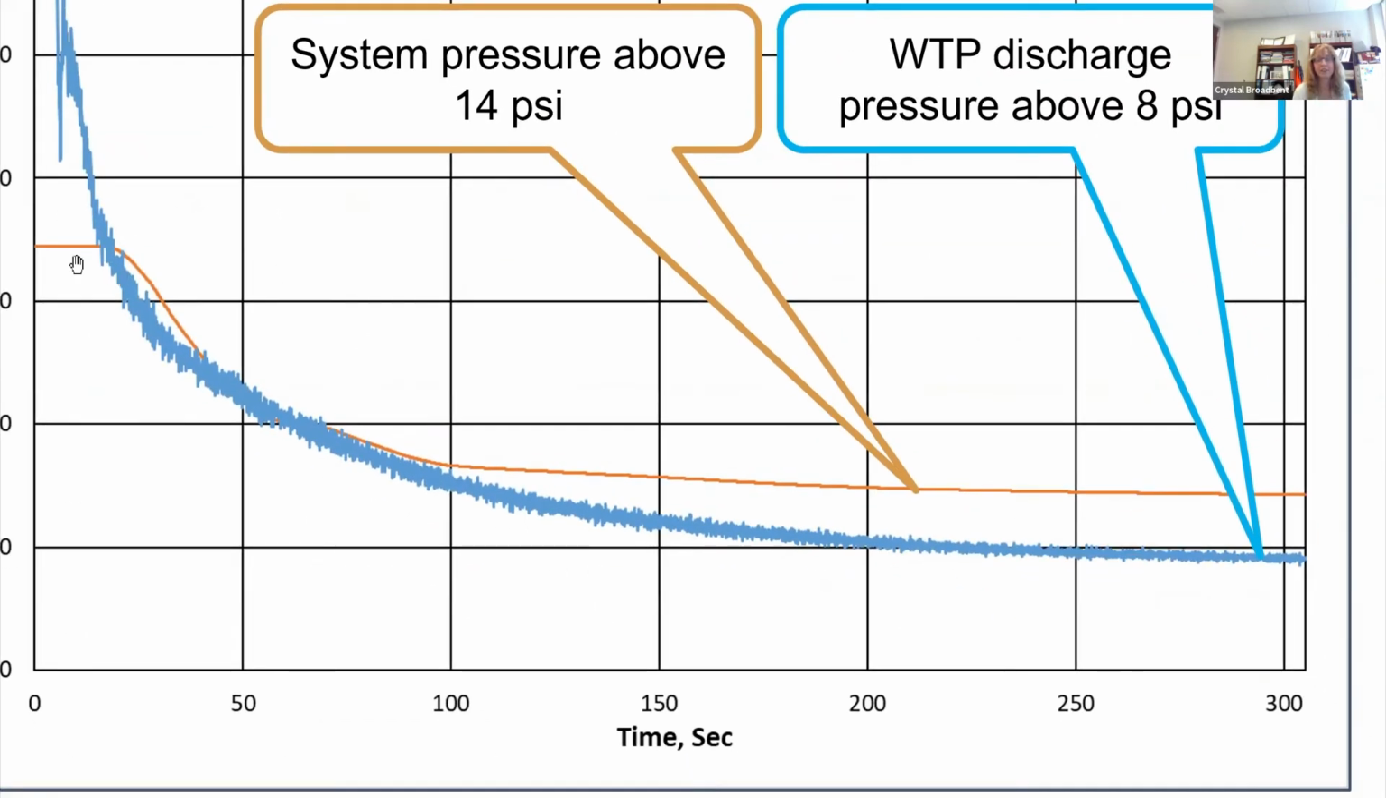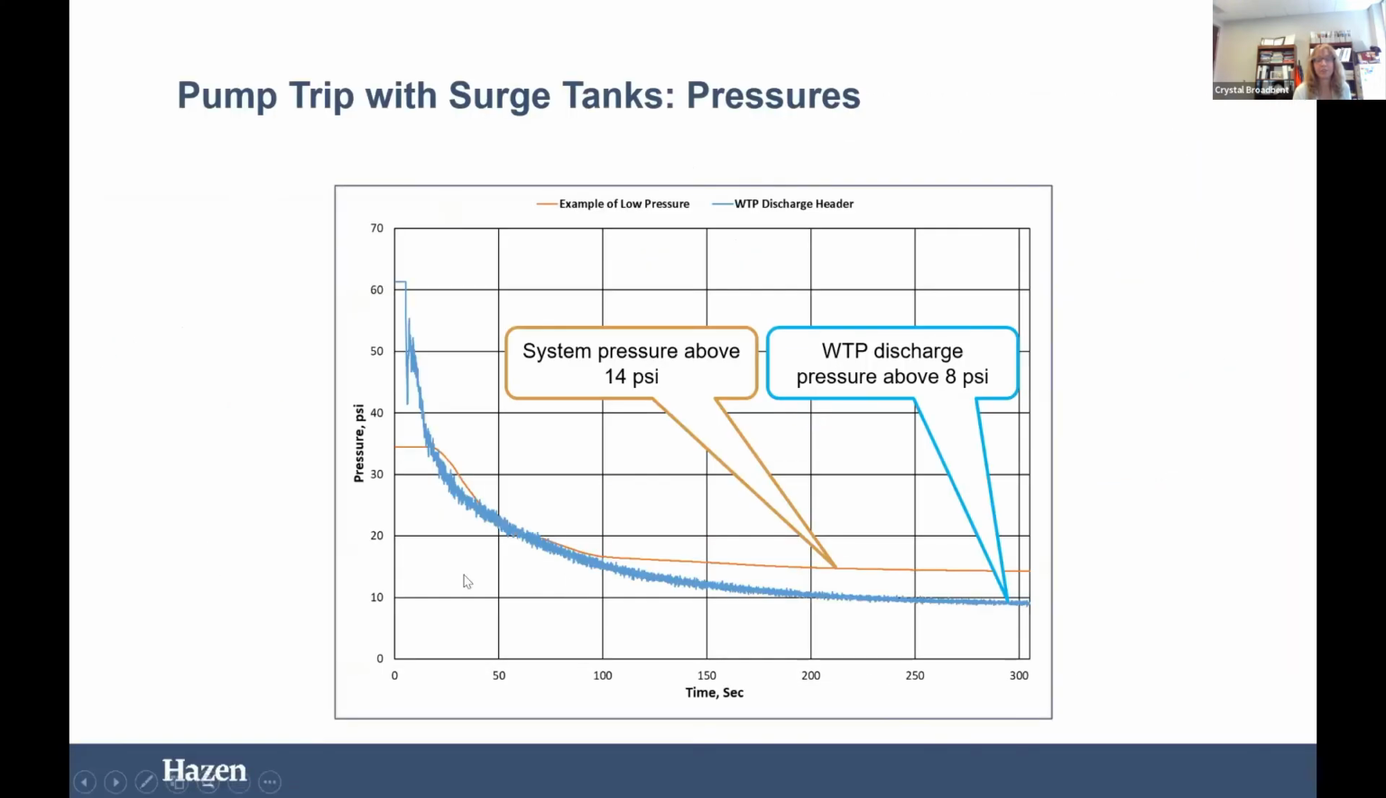You can see that also, again, out in the distribution where we had that low pressure that was getting down to -14. Now we're only going down to 14 PSI, and everything's just very smooth and very nice. And that's what a surge tank does. Very useful.